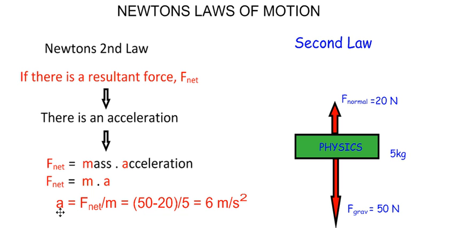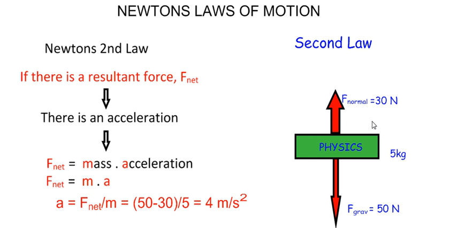Let's put things into the equation. The acceleration can be found by the net force divided by the mass. The net force is the 50 newtons downwards minus the 20 newtons normal force, divided by the mass of 5 kilograms. That gives us an acceleration of 6 meters per second squared.